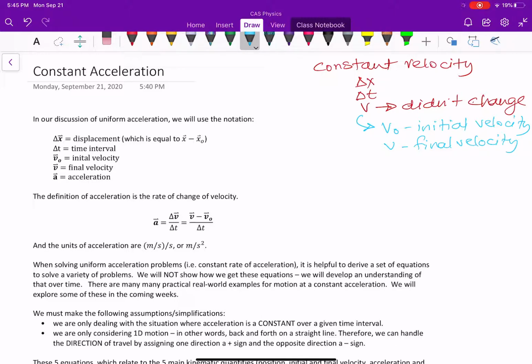Before, these three variables, delta x, delta t, and v, were enough to define it. Now, v is not good enough because it changes. So it's going to be delta x, delta t, v naught, v. And then we're also going to add this new variable, which is the rate at which the velocity is changing, or a, which is acceleration.